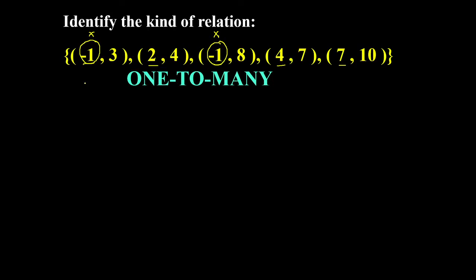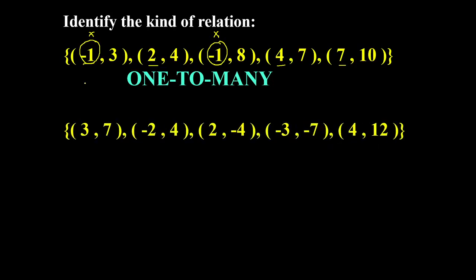We don't have many to many. I will not discuss that many to many. Okay. Let's have our second one. Look at this. Look at the domain. Are there any repetition there? No. Let's examine: 3, negative 2, 2, negative 3, 4. Look at the range. Are there repetition in your range? No repetition as well. Very good. This is an example of a 1-to-1 relation.